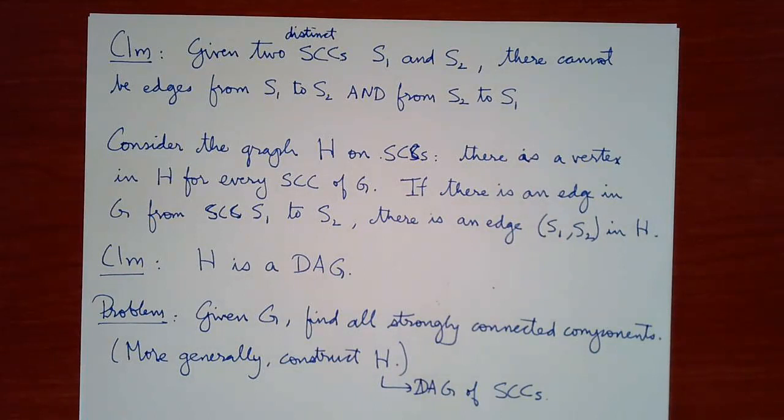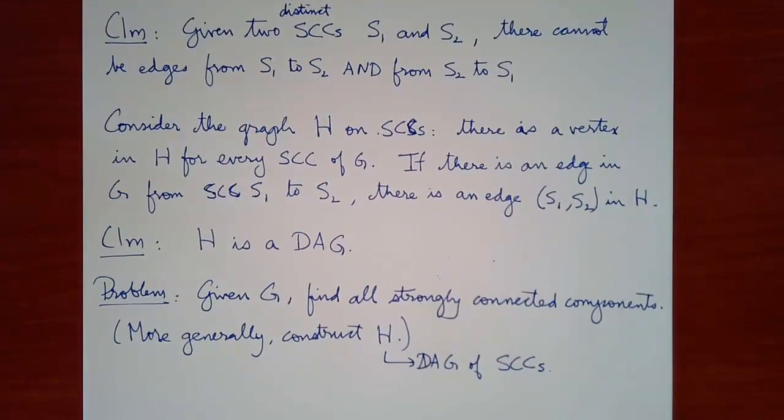And somewhat remarkably, DFS solves this problem, and you only need to run DFS twice. So two runs of DFS can find all strongly connected components. This is sort of a classic result in graph algorithms. And again, it uses the finish times, but then it does a little bit more on top of it.